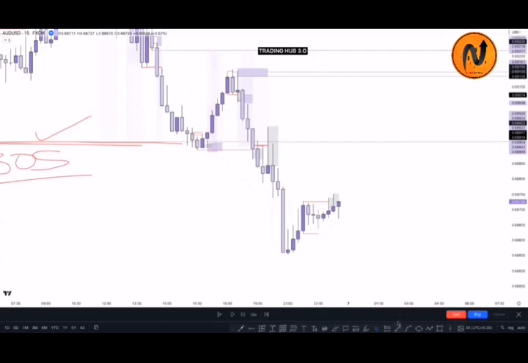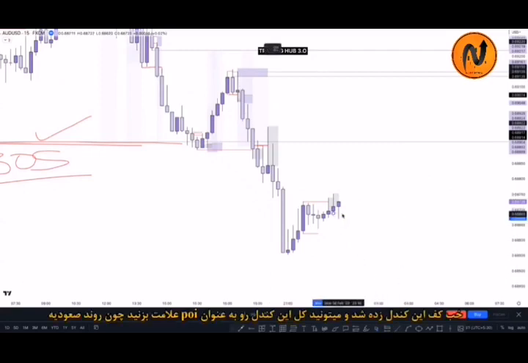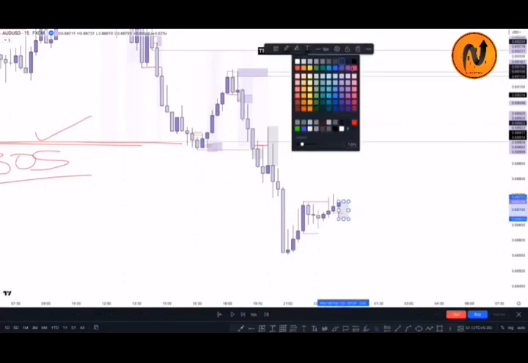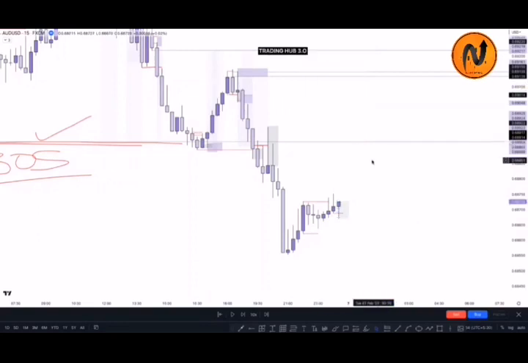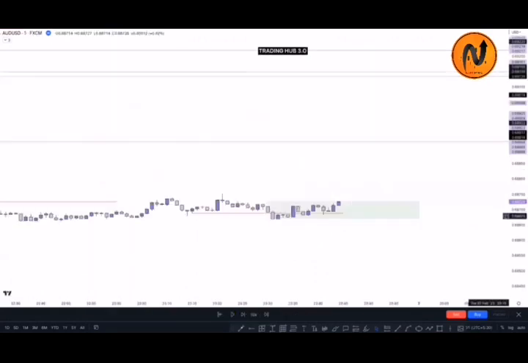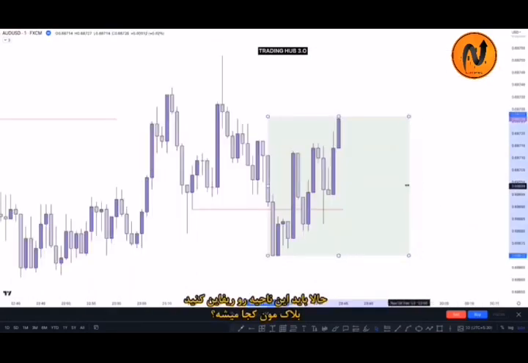Actually, so this candle low taken out, and you can mark this entire candle as a PY, because market is bullish, right? Let's delete this one. Right, and switch here to a 1 minute time frame, and you have to refine here.